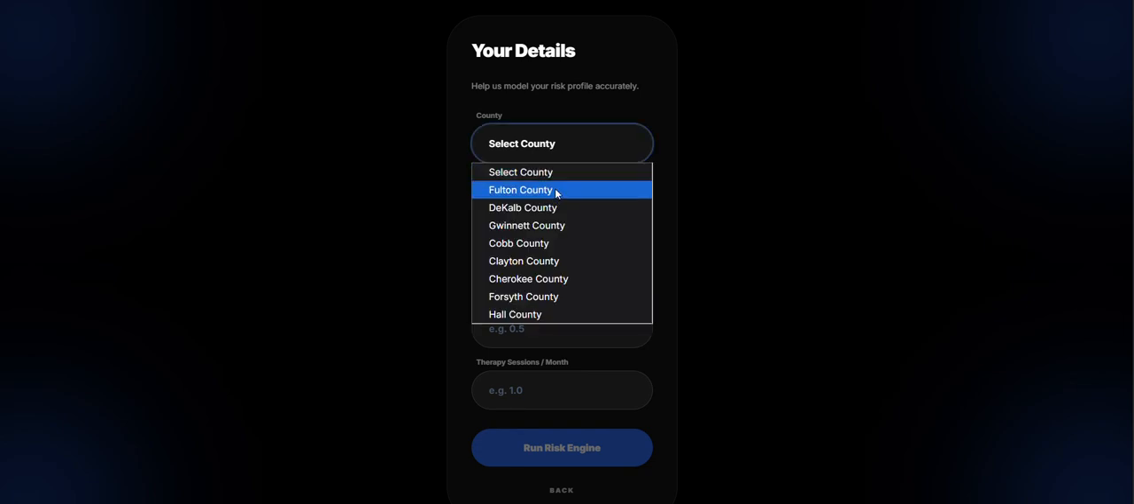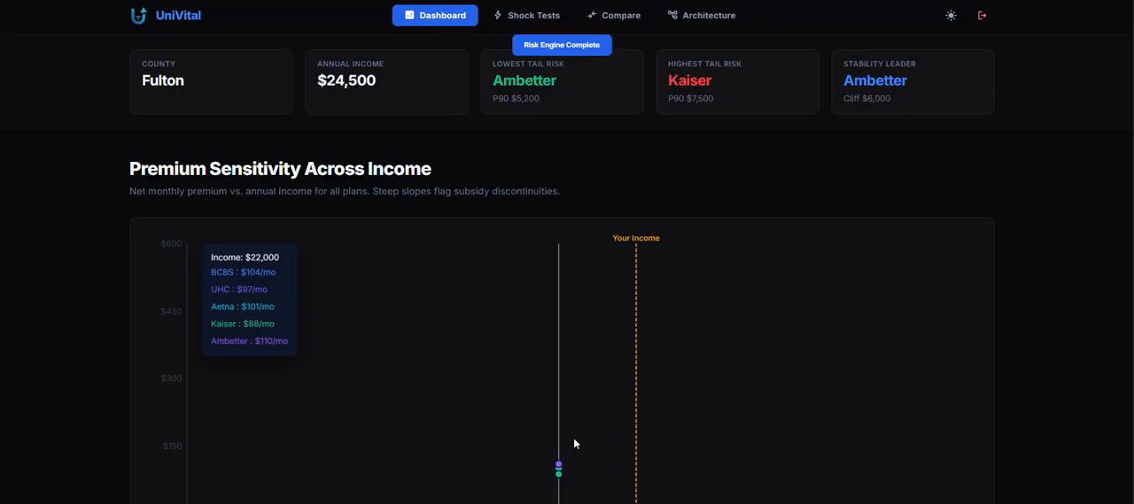So, for the sake of my information, I live in Fulton County, and suppose my annual income is 24,500. I need two medications per month. Expected ER visits per year is 0.4, and therapy sessions per month 0.2. And now I'll run the risk engine.